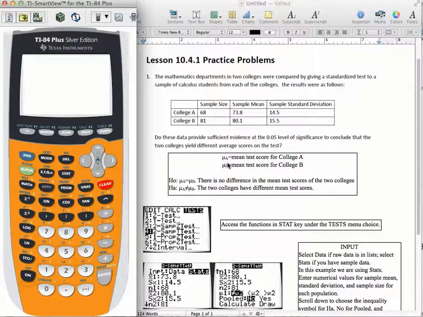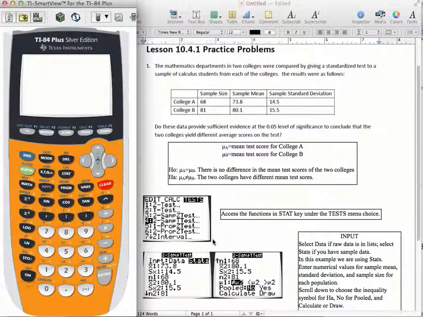We'll use mu sub A to equal the mean test score for College A, and mu sub B to equal the mean test score for College B. Our null hypothesis will then be that mu sub A is equal to mu sub B. That is, there is no difference in the mean test scores of the two colleges. Our alternative hypothesis will then be that mu sub A does not equal mu sub B, because we're asked to determine whether we can conclude that the two colleges have different average scores. The two colleges have different mean test scores.